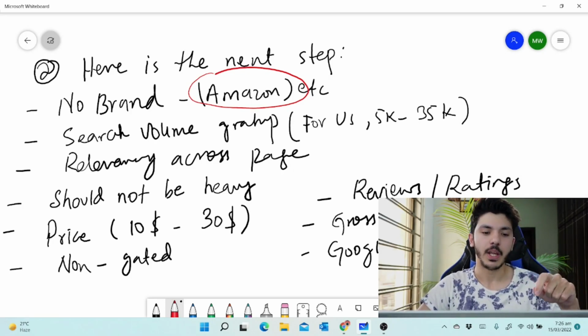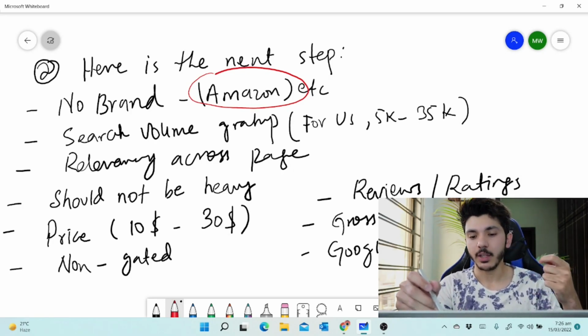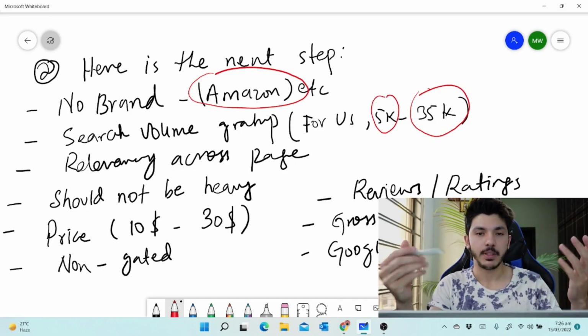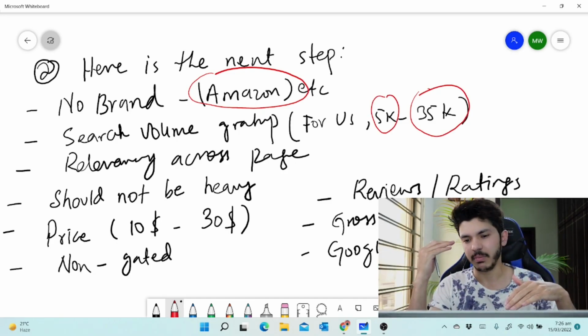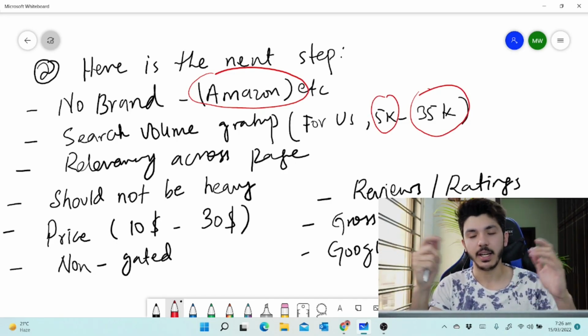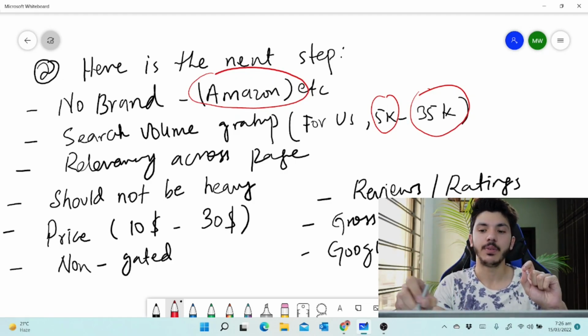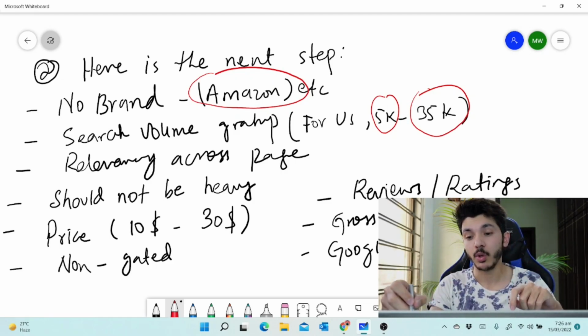So let's say in the US, what I go for is a search volume of 5K to 35K. It can be above, it can be lower, it can be in between 15K to 20K, it depends. So this is basically a basic criteria that I have set for search volume. So you need to search for keywords that are around 5K to 35K. Maybe it can go up to 50K, 60K, that depends.